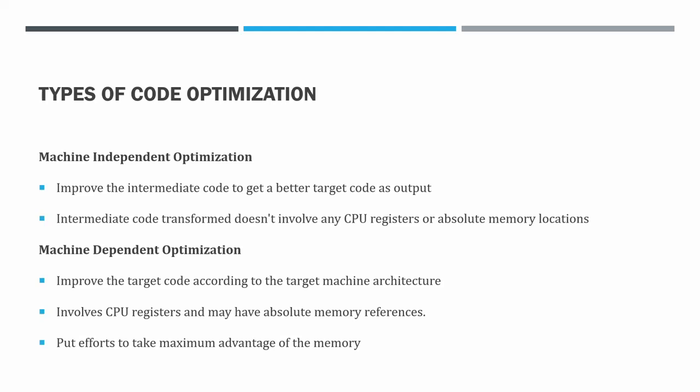Similarly, when it comes to machine dependent optimization, here also it improves the target code according to the target machine architecture. So it depends on the machine architecture, and it involves CPU registers and may involve absolute memory references or locations also. It takes many advantages of the memory also, so here the usage of memory will be more. These are the two different types of code optimizations that can be performed.